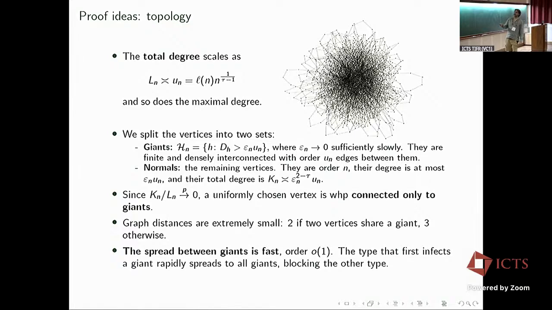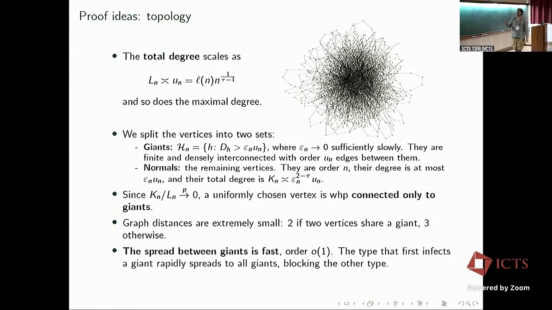So if you take a vertex uniformly at random, this is with high probability connected only to giants. And this is a big idea of the network. So you take a vertex outside, with high probability all these half edges go to something inside the giant core. Graph distances are very small, basically, because if you are connected to the same giant, then you have distance 2. Otherwise, you are at distance 3 because you're connected to two different giants, and then giants are connected with each other. It's a very extreme topology.